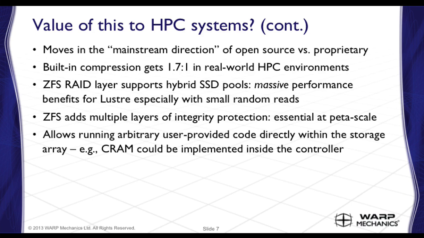From a technical standpoint, you get really good compression ratios. Livermore has published metrics saying that their Sequoia system gets around 1.7 to 1 in real-world HPC workloads.